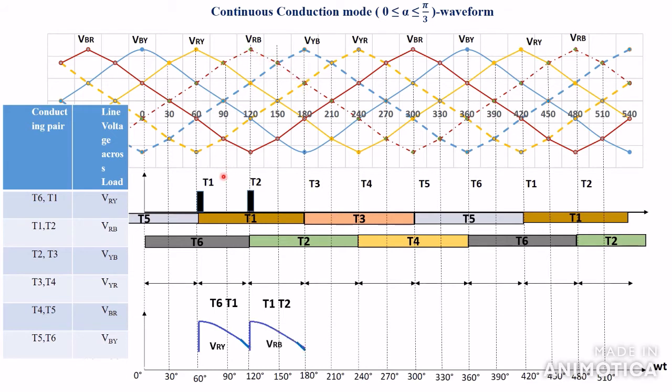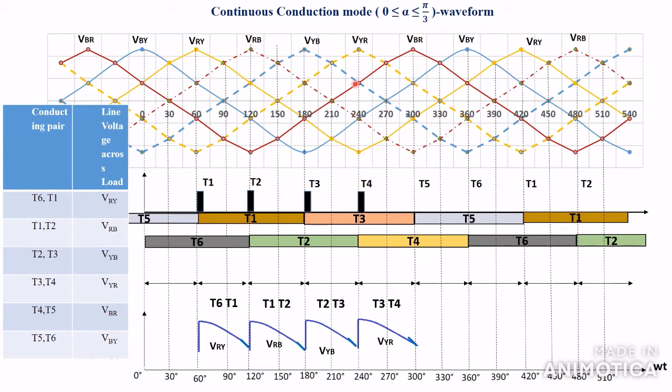During the next 60 degree interval, the conducting devices are T2 and T3. When T2 and T3 are conducting, VYB is the output voltage. This blue color dotted portion will appear across the load. Next, T3 and T4 are conducting, and VYR is the output voltage. This VYR portion will appear across the load.